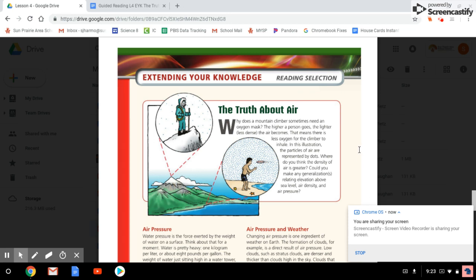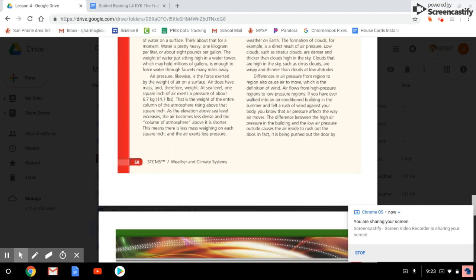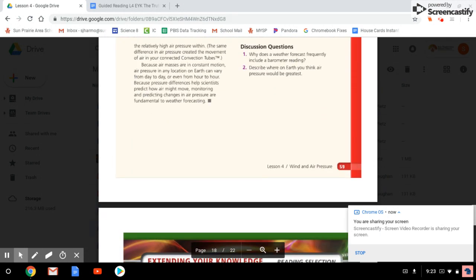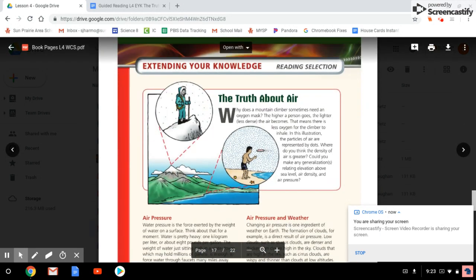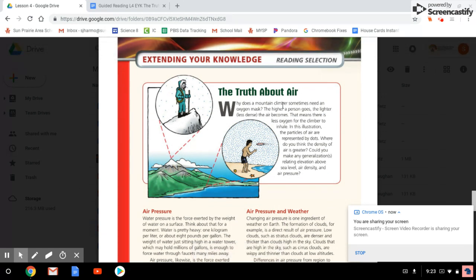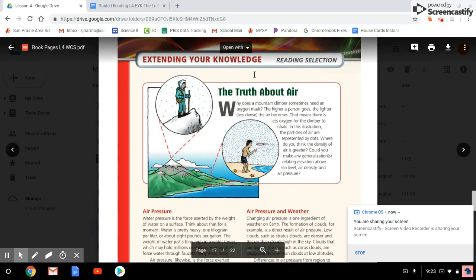I am going to walk you through the guided reading for Lesson 4, Extending Your Knowledge, The Truth About Air. In the textbook, this is pages 58 and 59. We are going to take a look at the questions before we begin reading. We're also going to take a look at the reading in general.